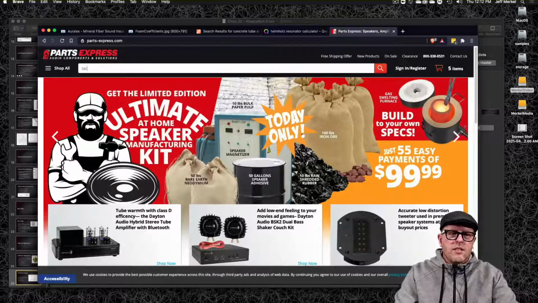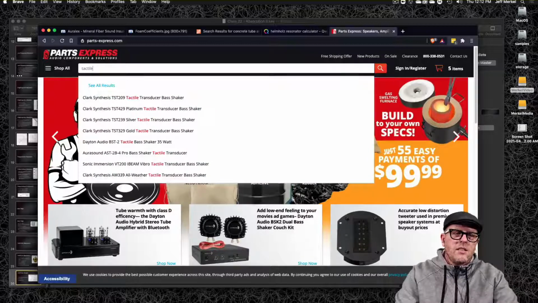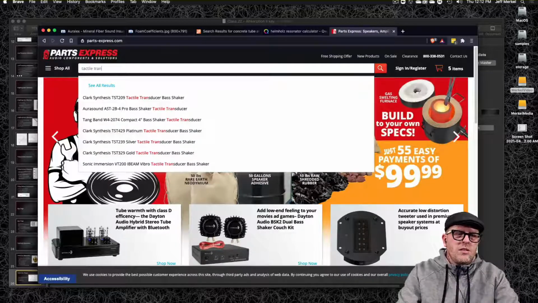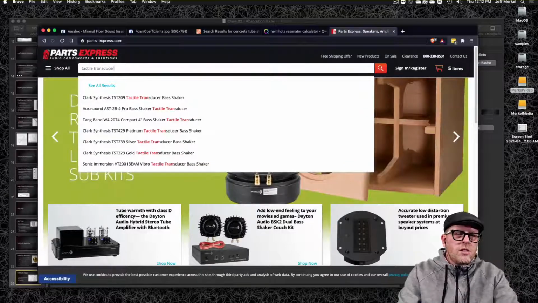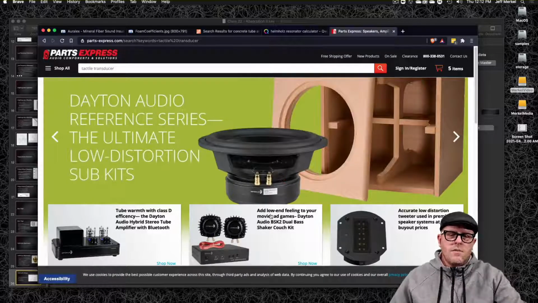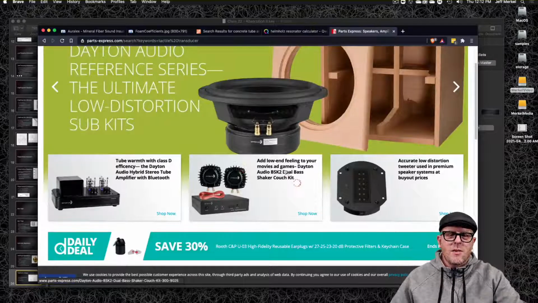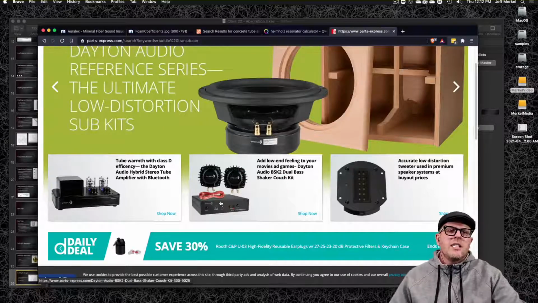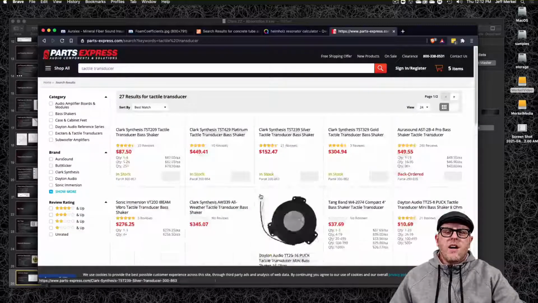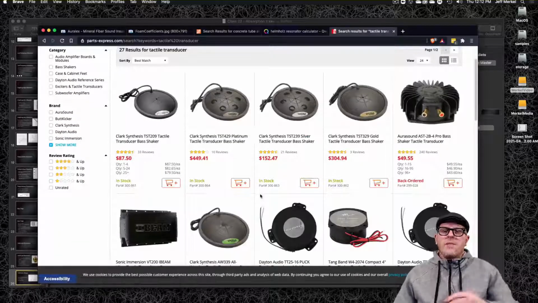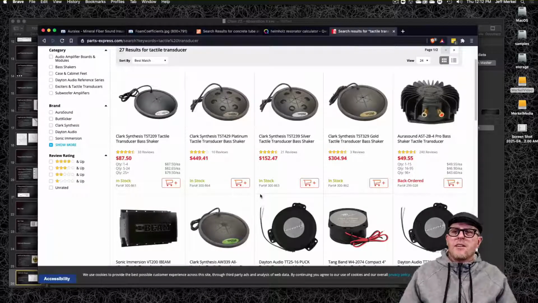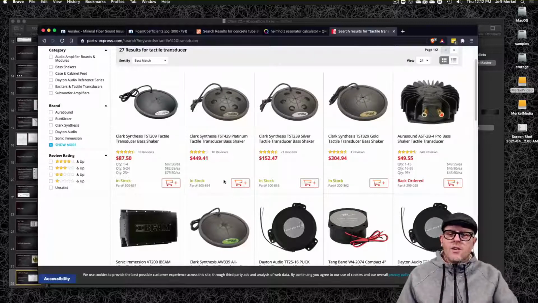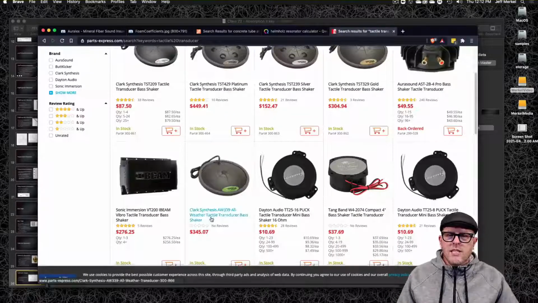But if you want to look at tactile, you call them bass shakers too. So you can get these. Here's one right here, actually, on the front page: add low end feeling to your movies and games with these bass shakers on the couch. They're awesome. I love them. If you've never experienced them, I was a total skeptic, and then I saw these things. These are expensive ones. You can buy less expensive ones than these.